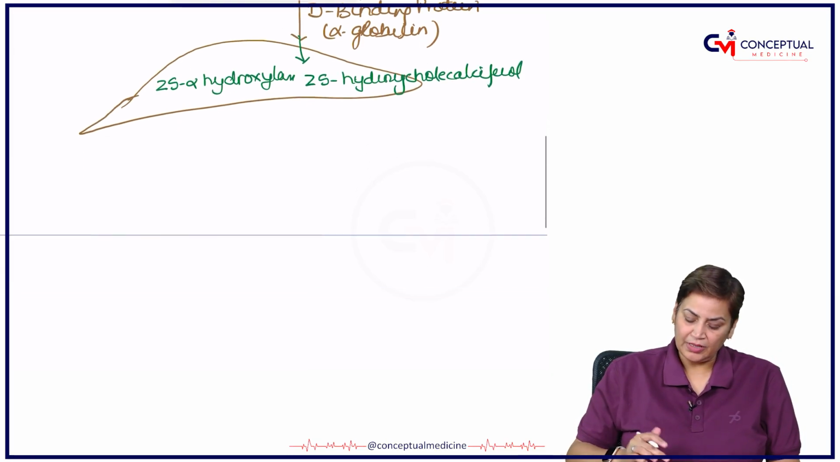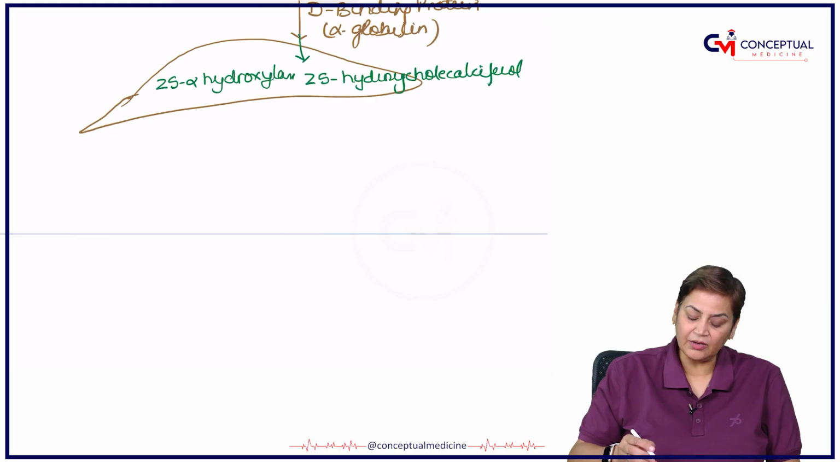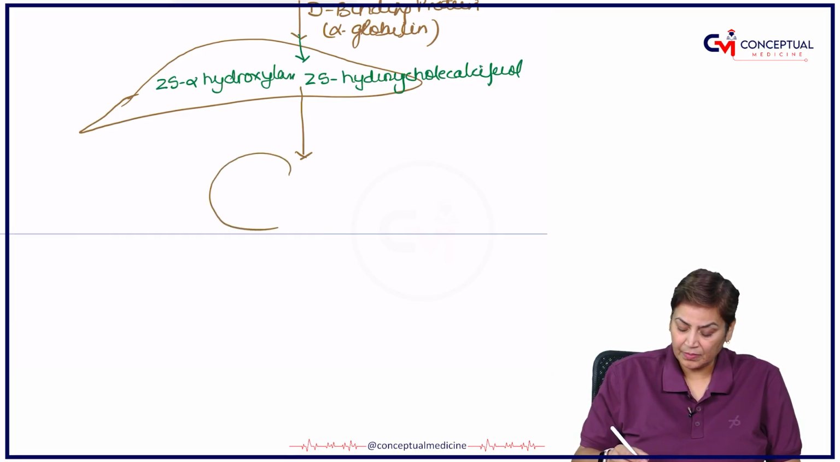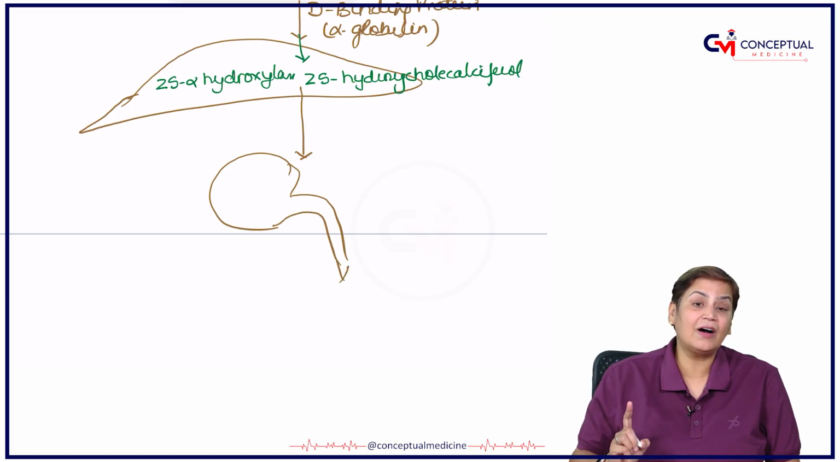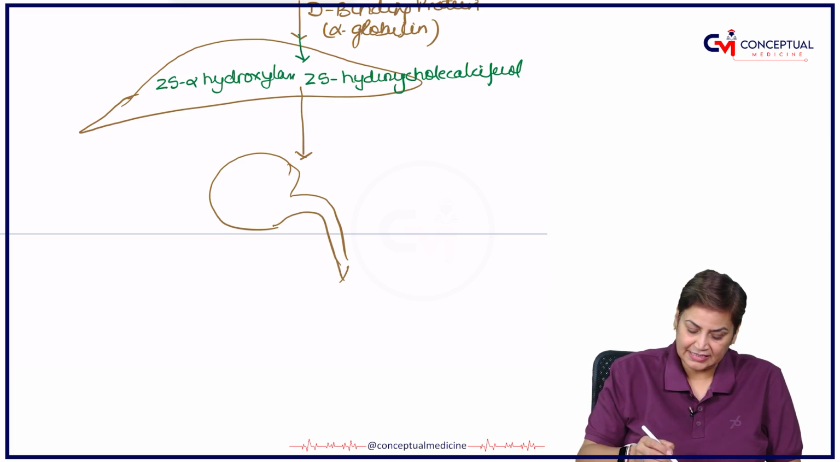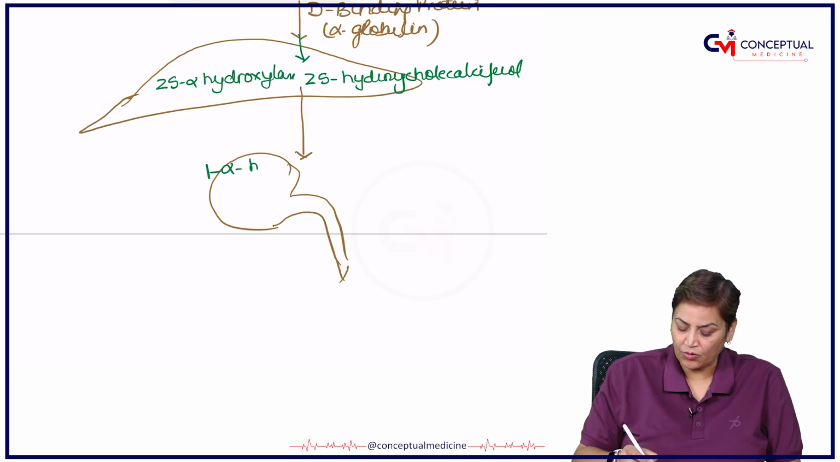Now the third organ is the kidneys. The moment it enters the kidneys, here 1-alpha hydroxylase is present. In the kidneys, this enzyme is present, 1-alpha hydroxylase.